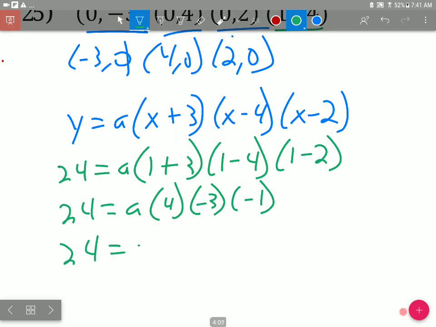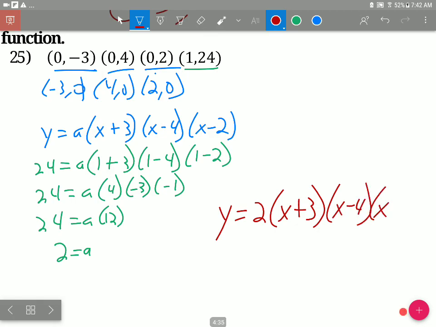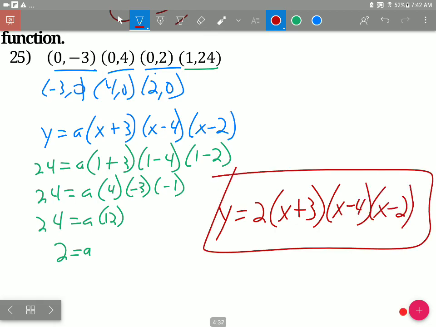24 equals a. 4 times 3 is 12. -12 times -1 is +12. 24 divided by 12 is 2. A is 2 in this case. All right, once you get to this point, it's just crunching numbers. You can do that. So since a is 2, I can rewrite my equation. Y equals 2, x plus 3, x minus 4, x minus 2. And that's your answer. Cool.